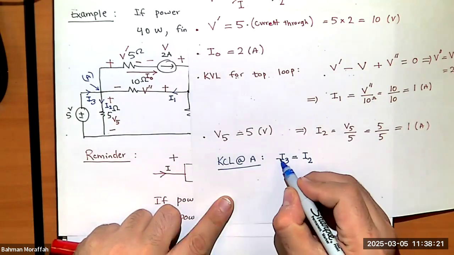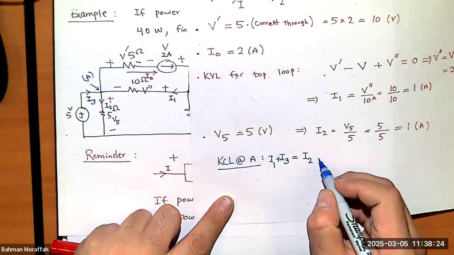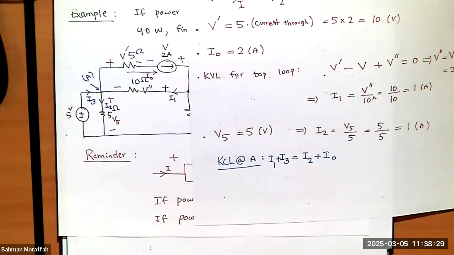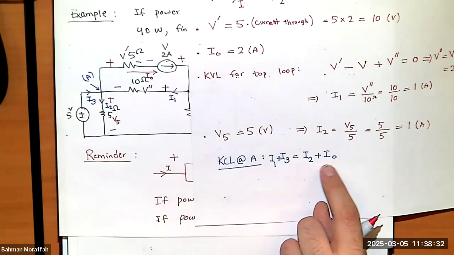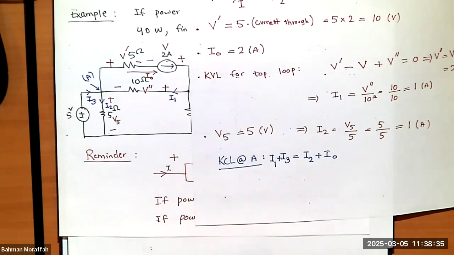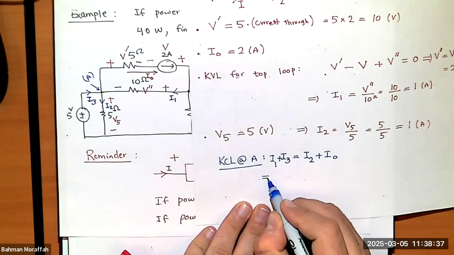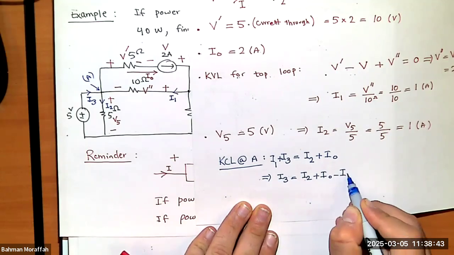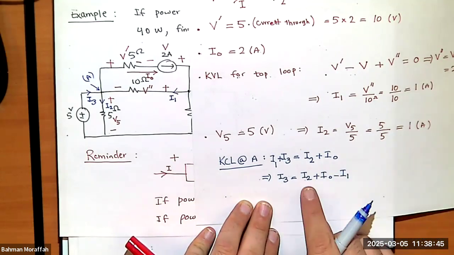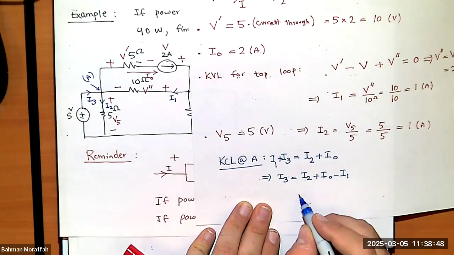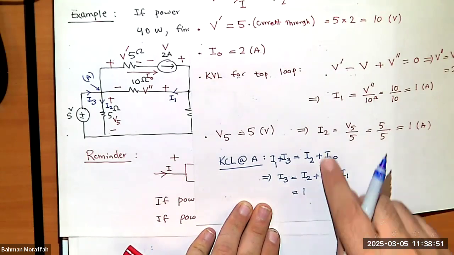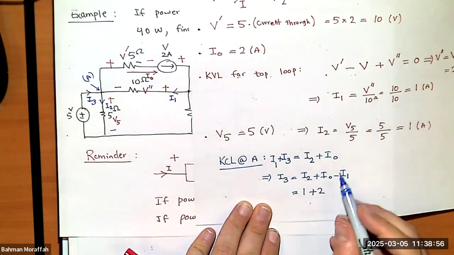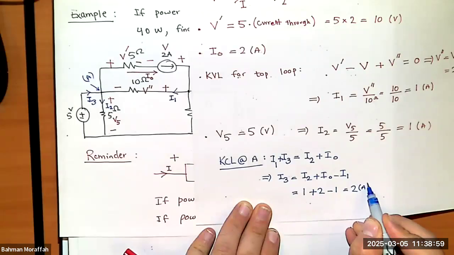I1 is going in too. Plus I1. That is I2 plus I0. This is the current that's going in. This is the current that's going out. I know everything here, right? I can find I3. So here, I3 is I2 plus I0 minus I1. I know I2, that's 1. I know I0, which is 2. And I know I1, which is 1. So that is 2 amps.